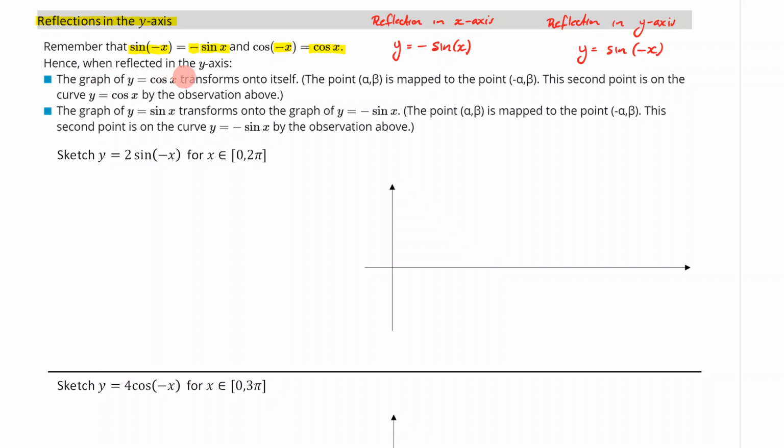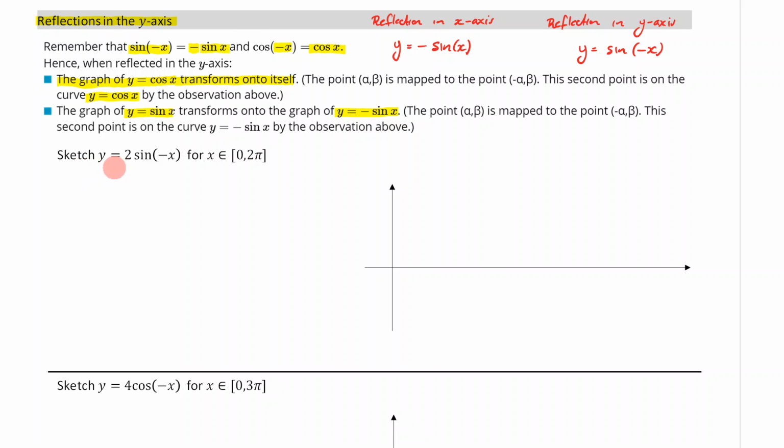Hence, when reflected in the y-axis, the graph of y equals cos of x transforms onto itself. So in other words, it just looks exactly like y is equal to cos of x. But the graph y equals sine of x transforms onto the graph y is equal to negative sine of x, and you'll be seeing what that looks like really soon. In fact, right now.